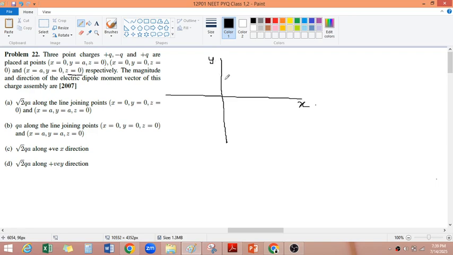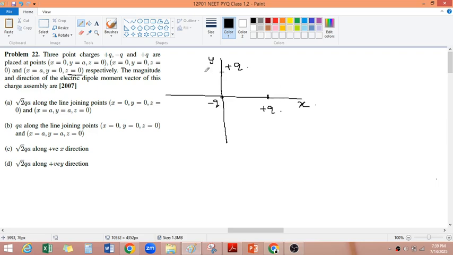So 0 comma a is somewhere here. So here you have a plus q. And minus q at 0 comma 0, so here it is minus q. And a comma 0 means somewhere here. So that is a comma 0, so you have another plus q here. Magnitude and direction of the electric dipole moment vector of this charged assembly are.